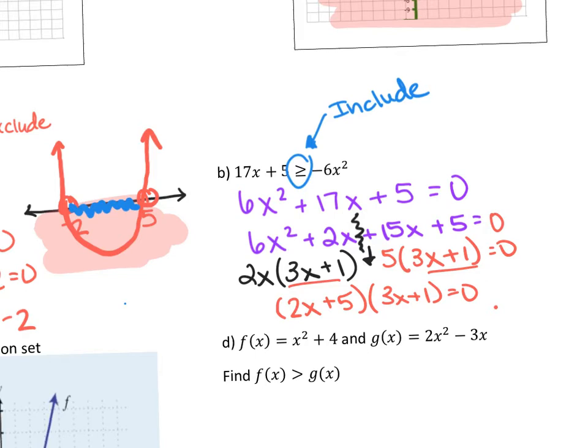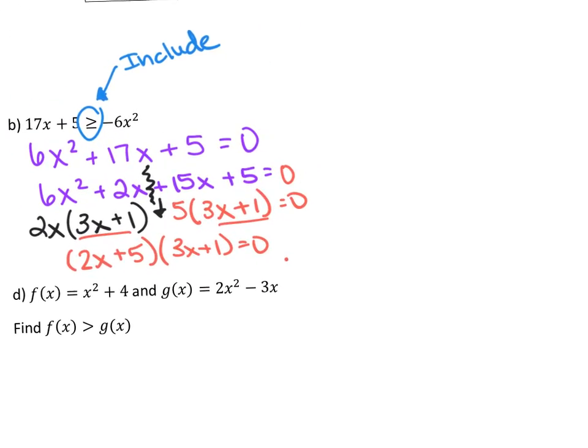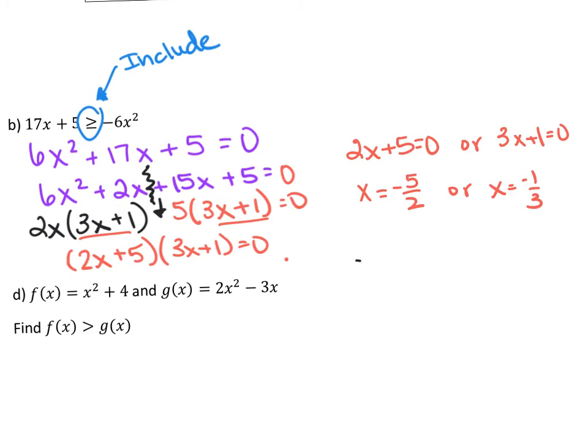Solving these equations, because that's just two equations that we're going to solve now. 2x plus 5 equals 0, or 3x plus 1 equals 0. Here, x equals negative 5 halves, or x equals negative 1/3. Now, my next step is draw a number line and put those solutions on the number line. So on this number line, I have negative 5 halves and negative 1/3. That is the bigger of the two.